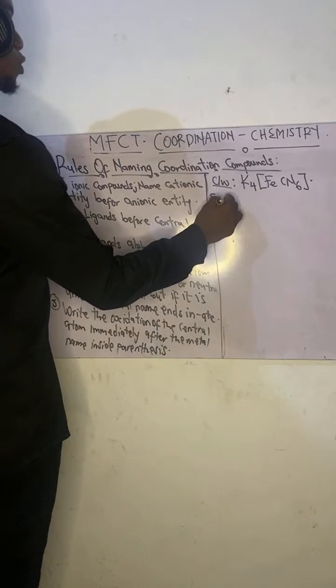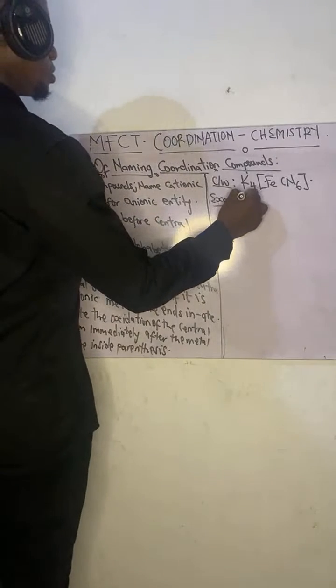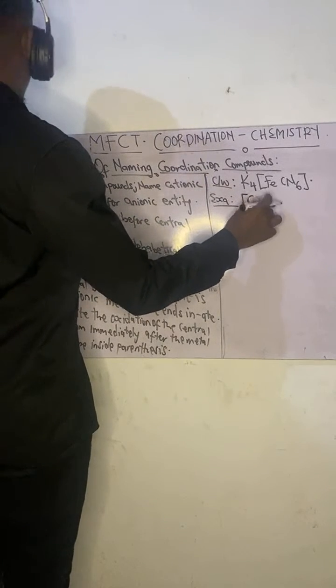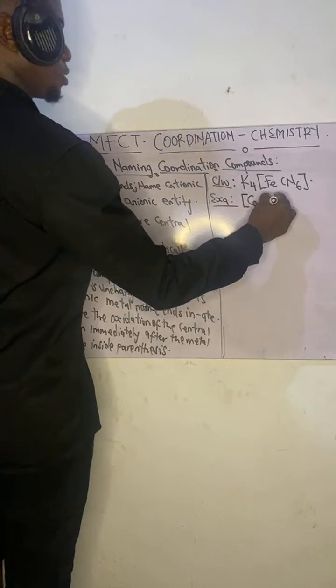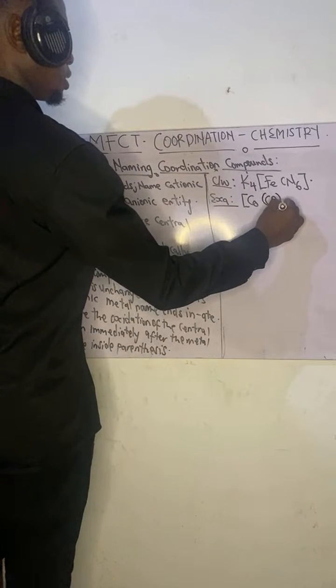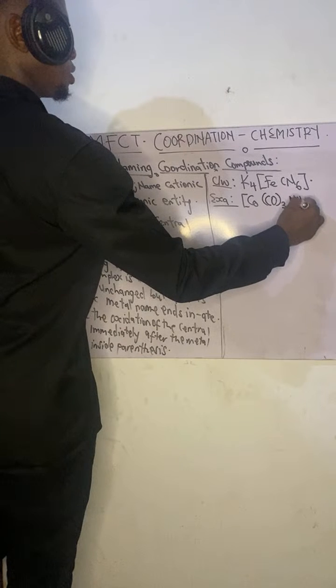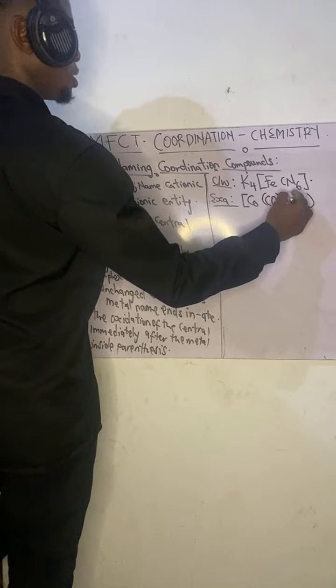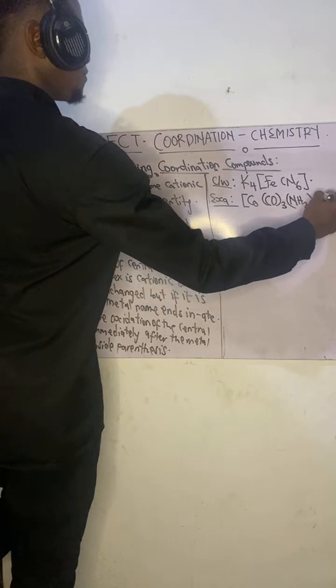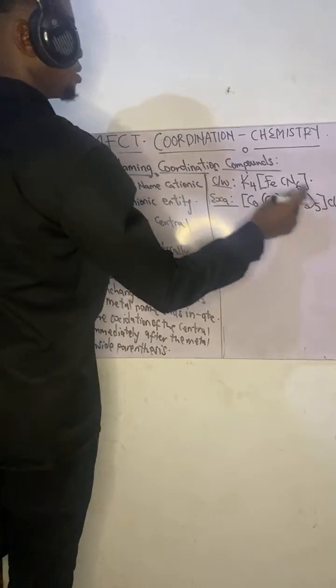The last example I will do to call it a night is the naming of [Co(CO)3(NH3)5]Cl. Drop the answer of this classwork in the comment section and let us name this.